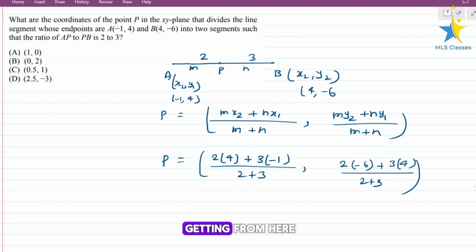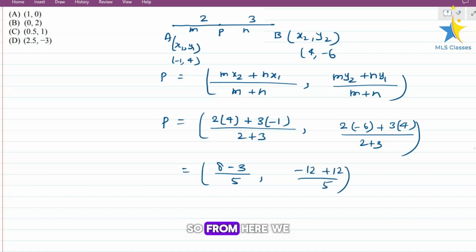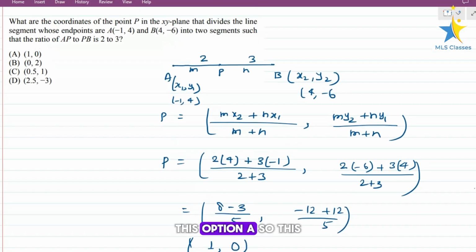So what we are getting from here, this is equal to (8 minus 3) over 5. This is (minus 12 plus 12) over 5. So from here we are getting 5 over 5, which is 1, and 0 over 5, which is 0. So if you see the options, it's option A. So this is how we can easily solve questions related to the section formula.